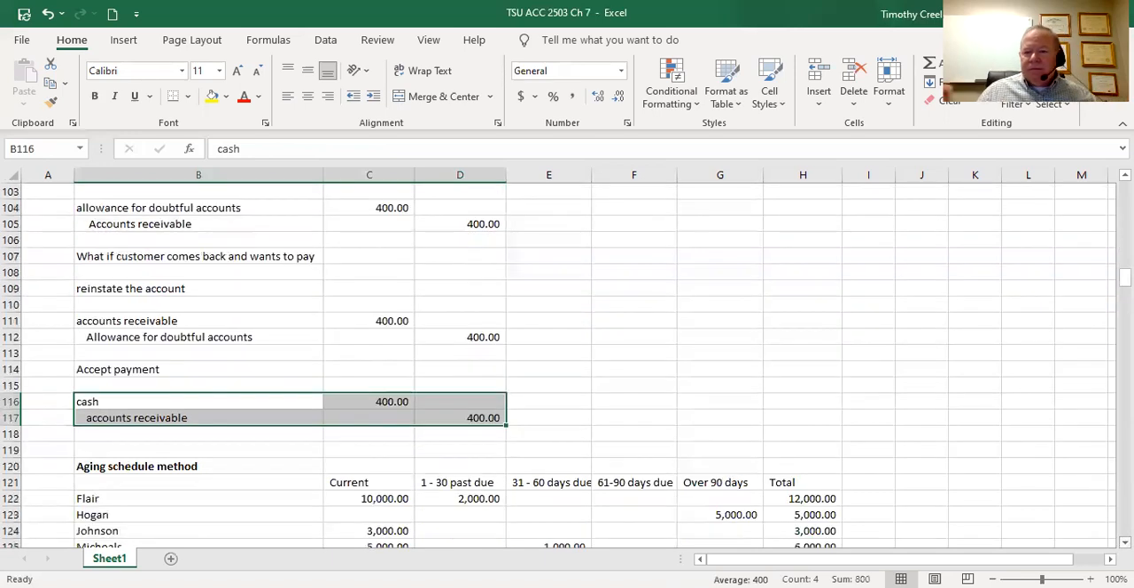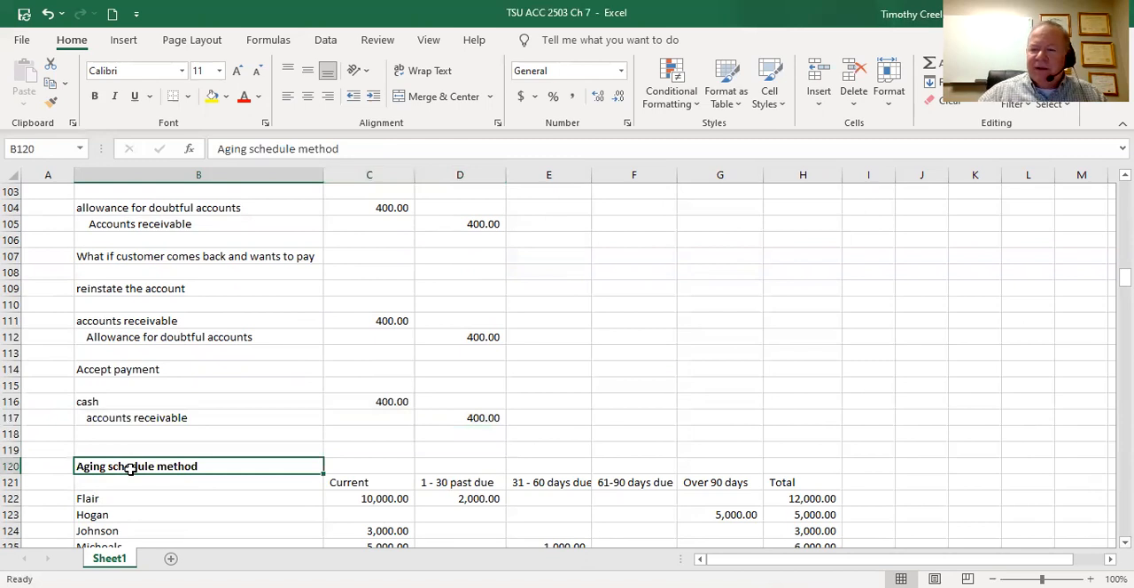Now, notice that except for how they did the initial adjusting entry, everything is the same between the percentage of sales and percentage of accounts receivable. Now, we're going to look at another method here called the aging schedule method. And this is the last of the three ways to do the allowance method.